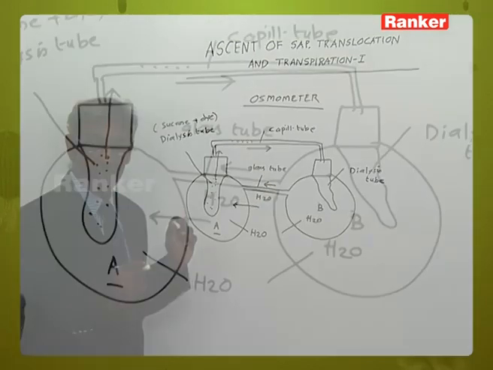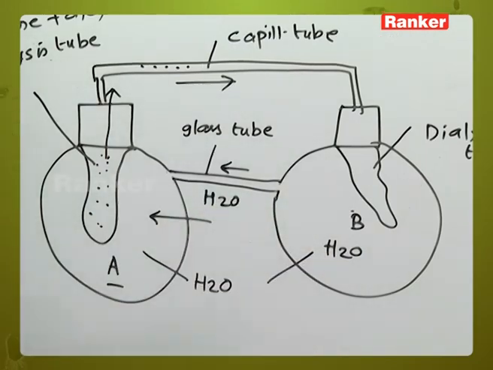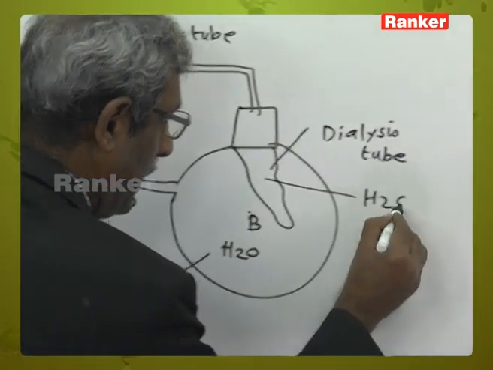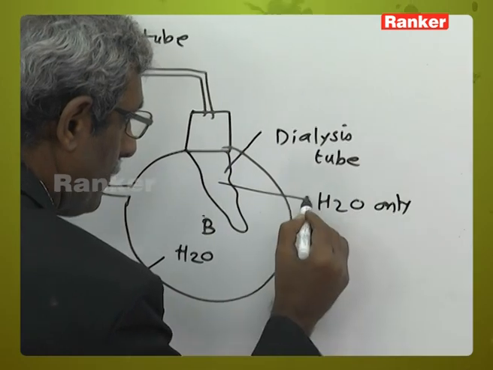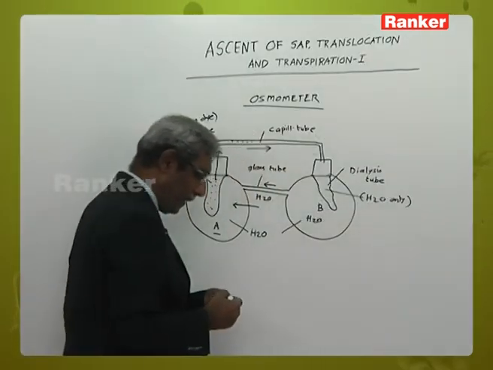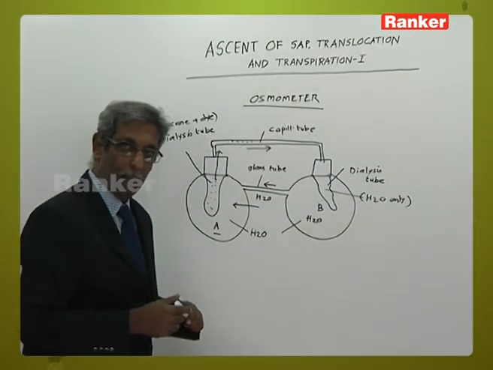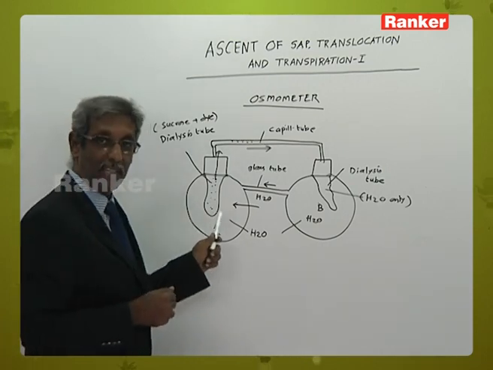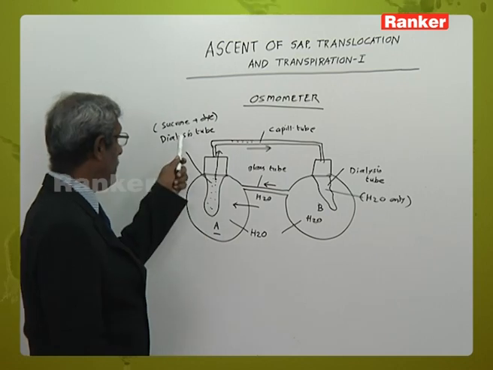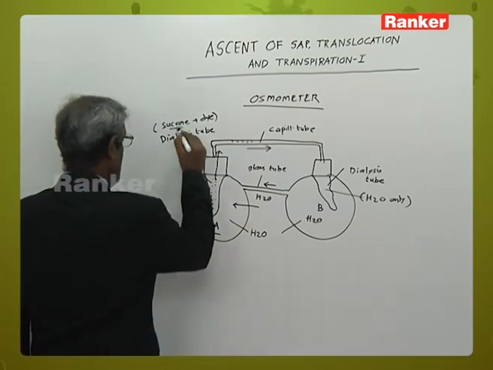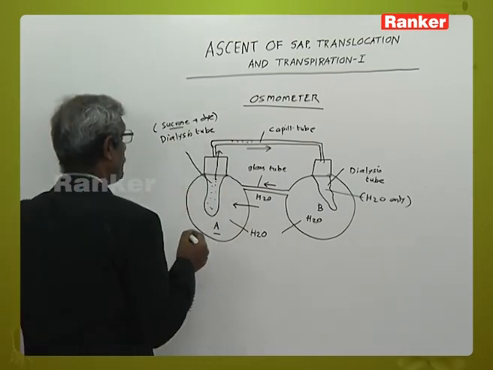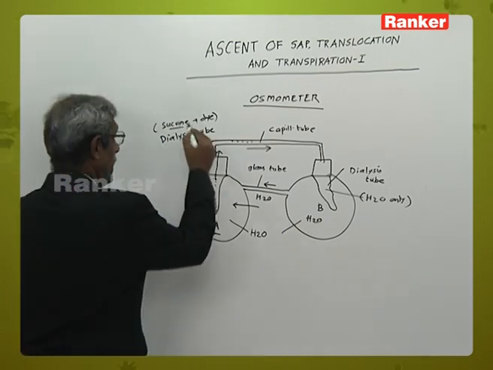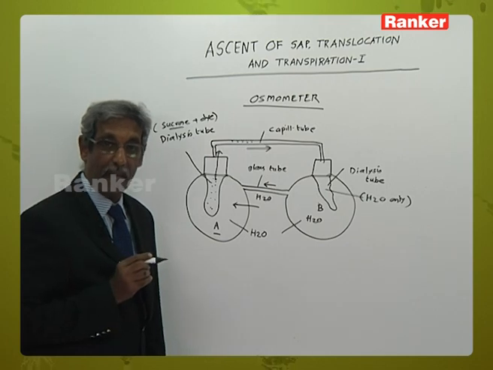Now, flask B has got water and the dialysis tube has water only. So, many times in multiple choice questions, they could be asking you what is present in the dialysis tube in flask A. It is very important that we understand it is primarily sucrose and the dye. How do you track the movement of sucrose? You track the movement of sucrose due to the presence of a dye.